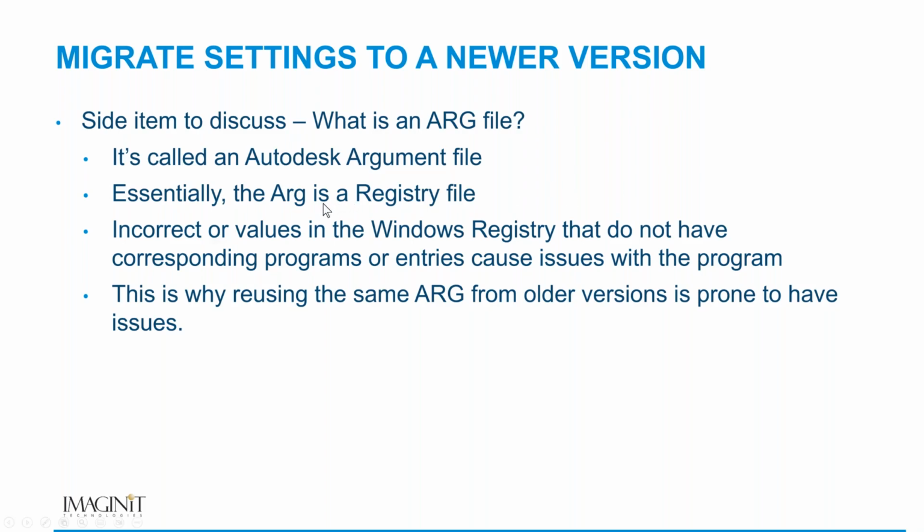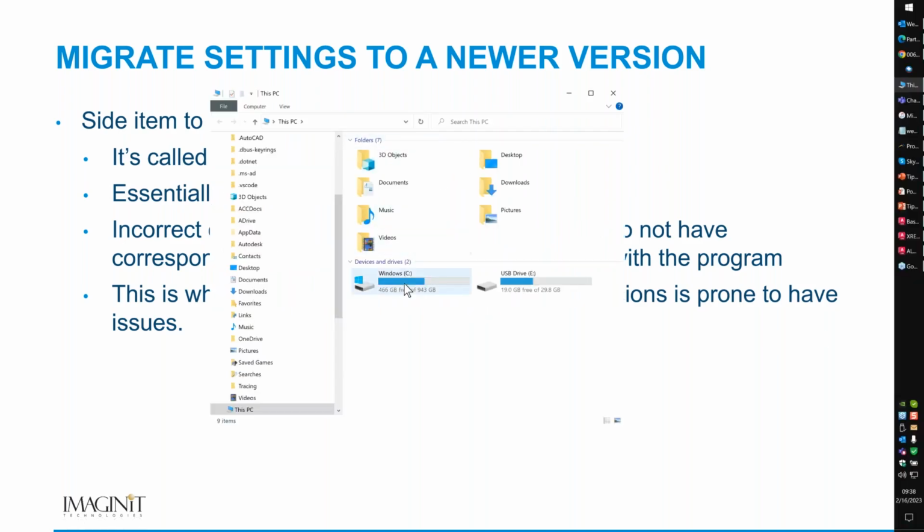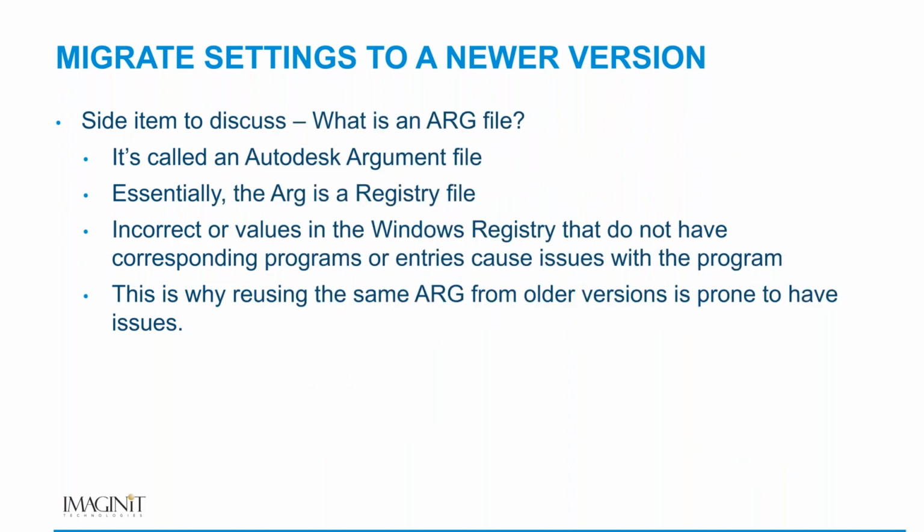And because that ARG is applying changes to your registry, if you have incorrect or wrong values in the Windows registry that do not have corresponding programs or entries, it can cause issues in the program. And this is why reusing the same ARG from older versions is prone to leave you with issues. So I believe that in here, hang on just a second, I'm going to open up one of these ARGs and show you what an ARG actually is.